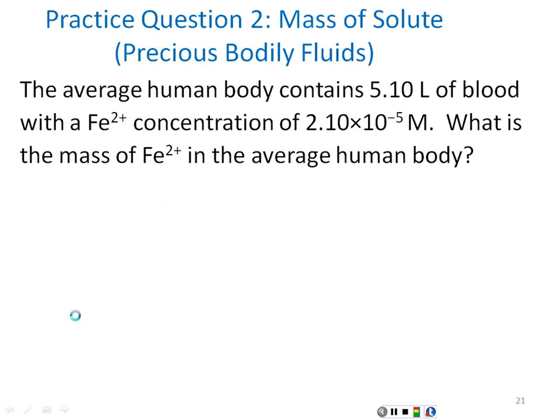Let's try a practice question using molarity as a conversion factor. So the average human body contains 5.1 liters of blood. And this blood has an iron 2 concentration of 2.1 times 10 to the minus 5 molar. What is the mass of iron 2 plus in the average human body?